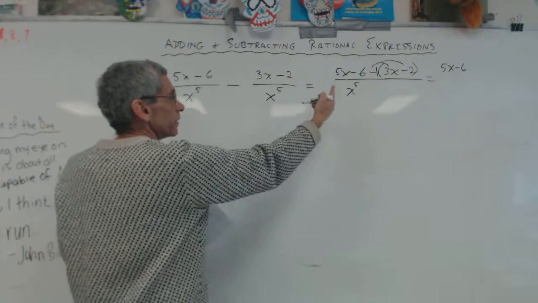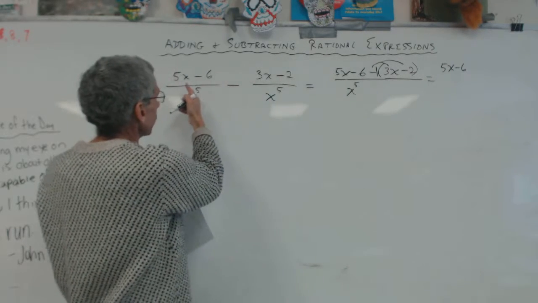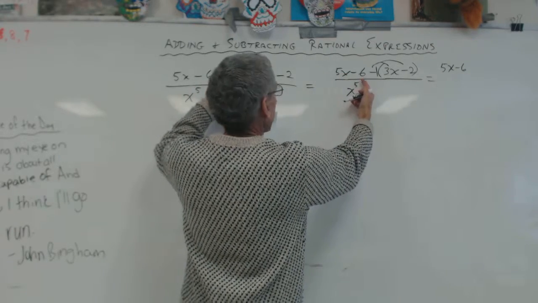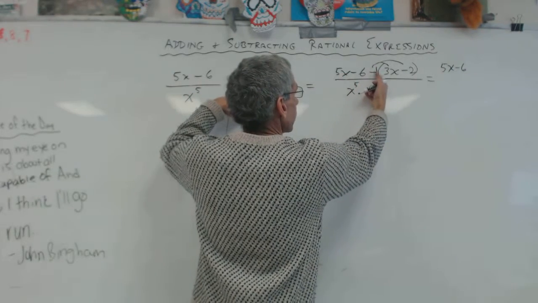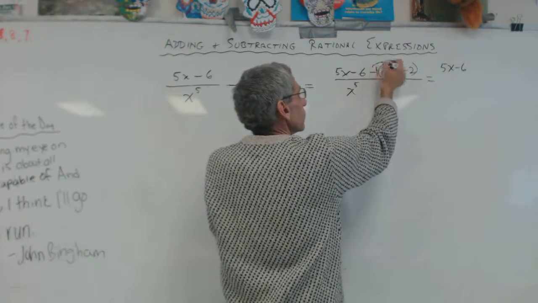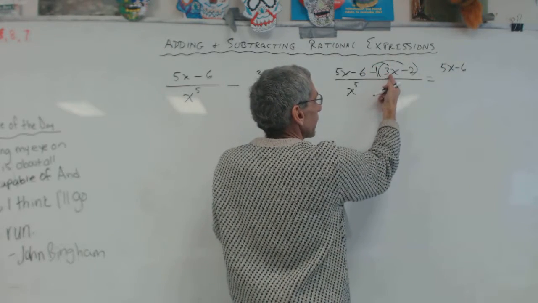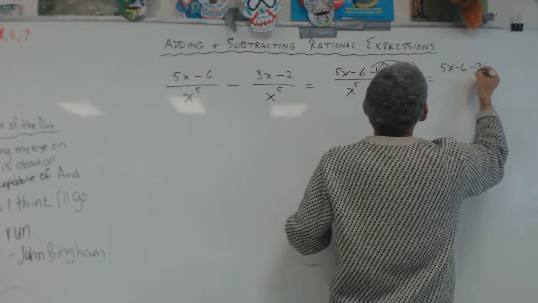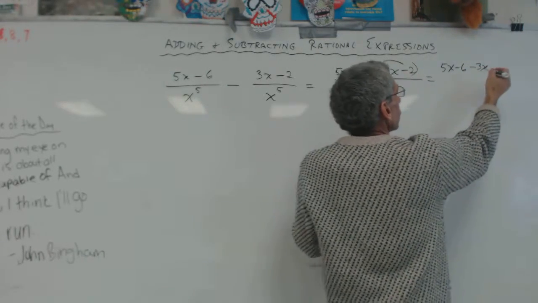Because you were messing up on the signs, I had to do it the long way and show you. I rewrote it: 5x minus 6 minus, and then I put a hidden 1 there, parenthesis, 3x minus 2. Now I have to use the distributive property. Negative 1 times 3x is minus 3x. You agree with me? Yeah. Negative 1 times negative 2 is plus 2.